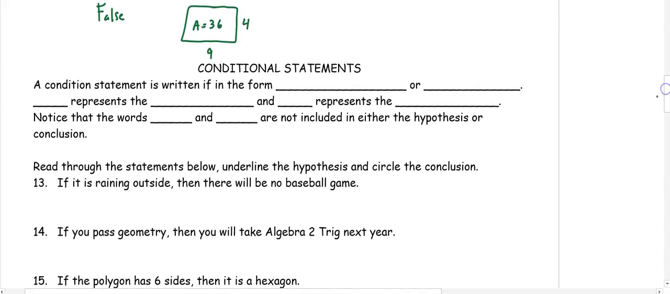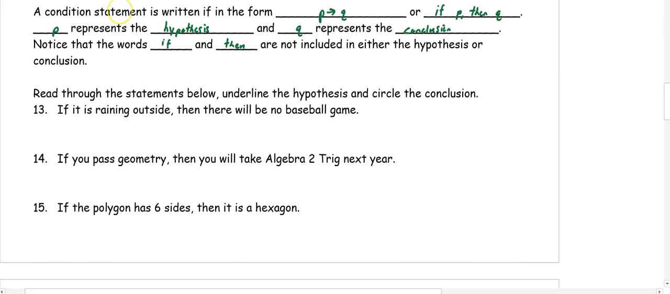Conditional statements. A conditional statement is written in the form P to Q, or if P, then Q. P is going to represent your hypothesis, and Q is always going to represent the conclusion. Notice that the words if and then are not included in the hypothesis and conclusion. They're just there to say, here's my hypothesis, here's my conclusion, but they're not actually part of the hypothesis and conclusion. So read through the statements below, underline the hypothesis, and circle the conclusion.